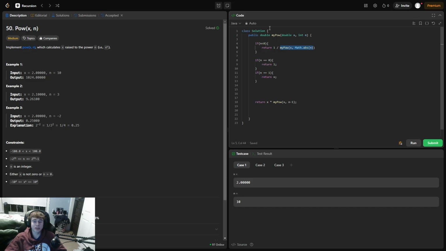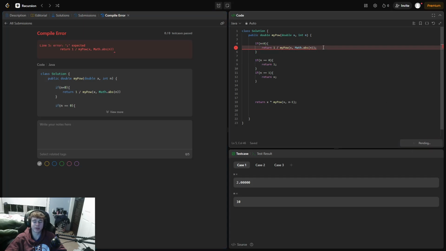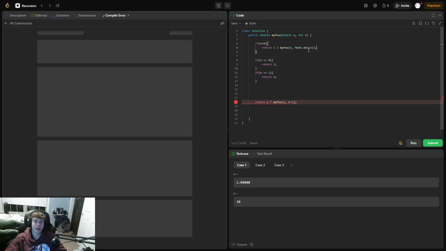Now, once these first 3 cases are met, this seems good. We're probably thinking we're all going to submit. Oh, we're missing a semicolon. That's not going to compile. Yeah, you need your semicolons, Java.